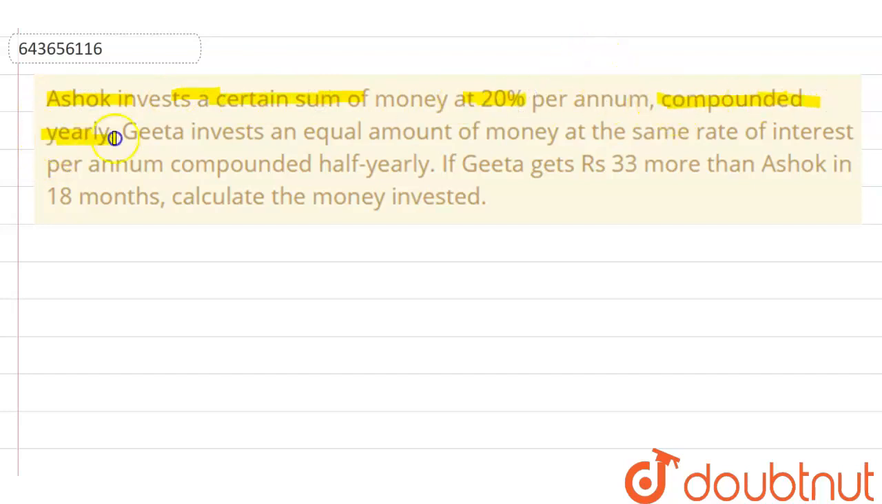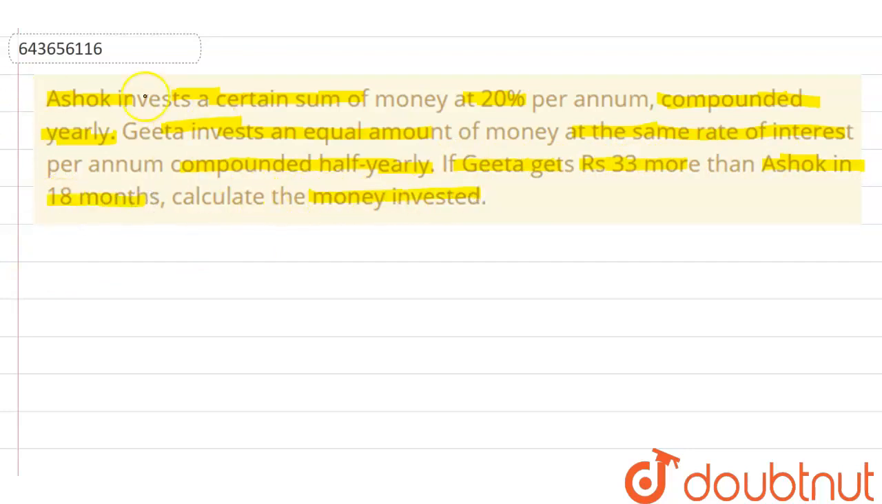Here, the question is, Ashok invests a certain sum of money at 20% per annum, compounded yearly. Geeta invests an equal amount of money at the same rate of interest per annum, compounded half yearly. If Geeta gets rupees 33 more than Ashok in 18 months, calculate the money invested.